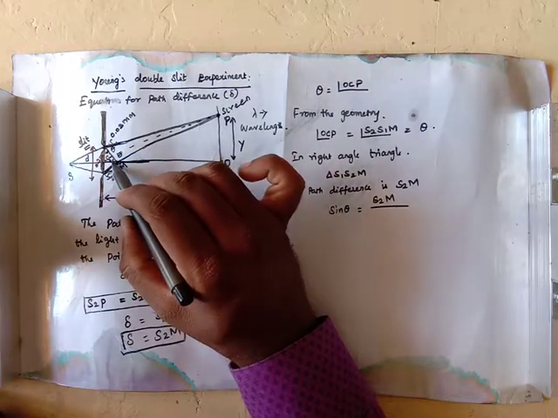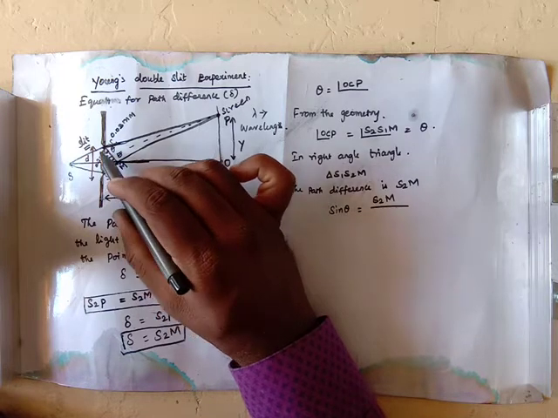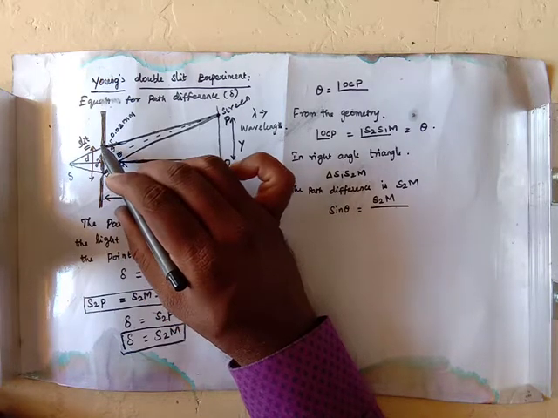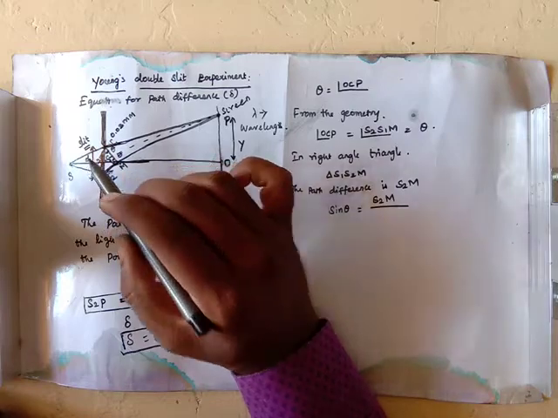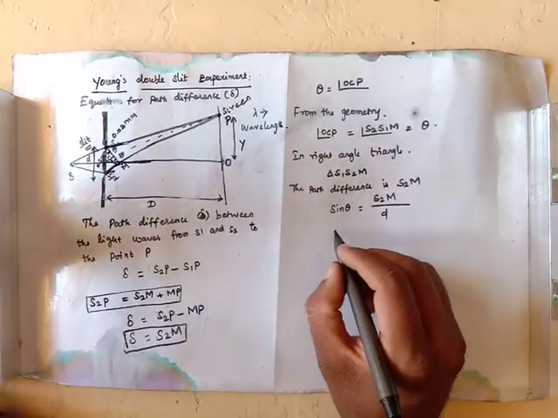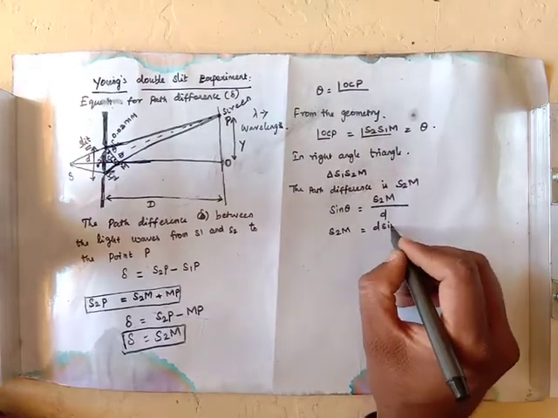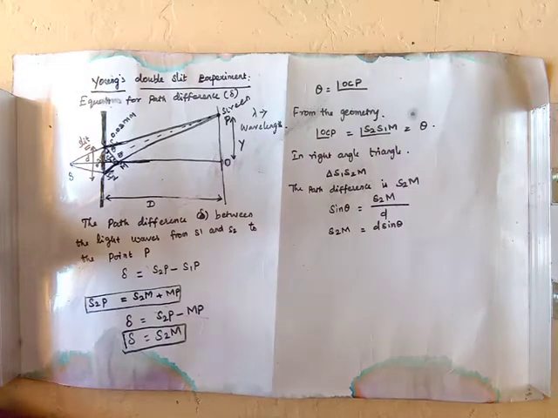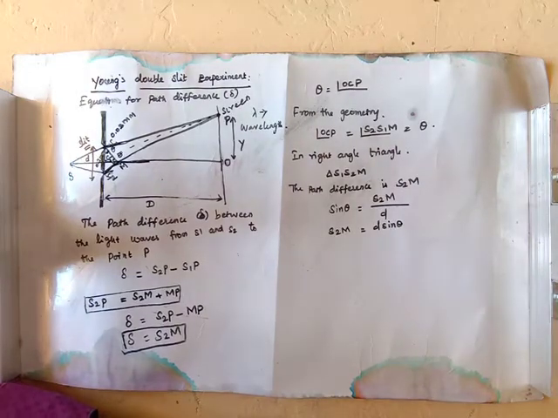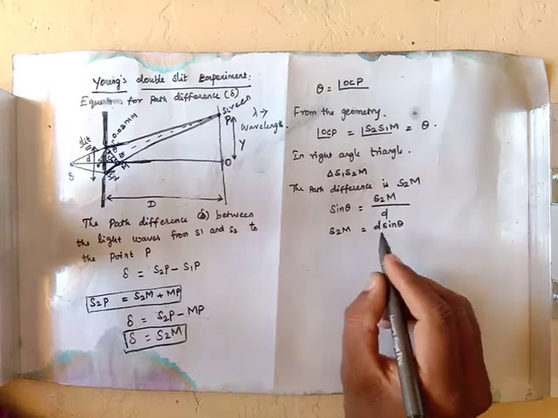Because the 90 degree angle is here, the side opposite to the 90 degree is the hypotenuse. So S1, S2 is the hypotenuse. Already you know that S1, S2 has a distance d, so we can write d. From this, S2M is equal to d sin theta.